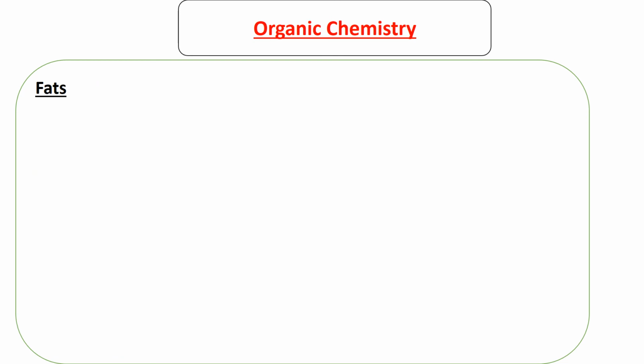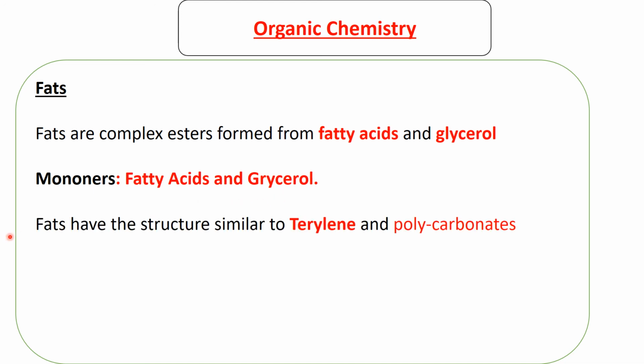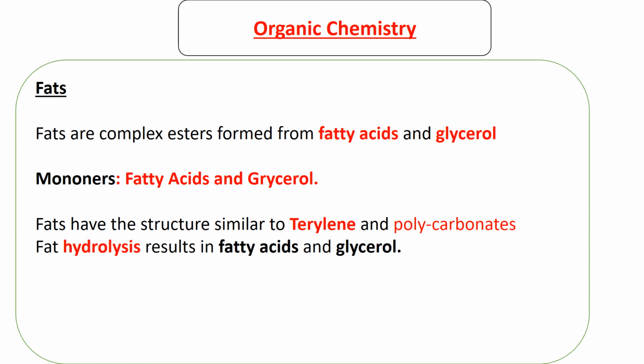Next, we look at fats. Fats are complex esters formed from fatty acids and glycerol. Unlike proteins, which have one type of monomer, fats are made of two types of monomers, fatty acids and glycerol, which combine to form ester linkages. So these are the monomers for fats. Fats have a structure similar to polyesters. When fats are broken down using water, they form fatty acids and glycerol.